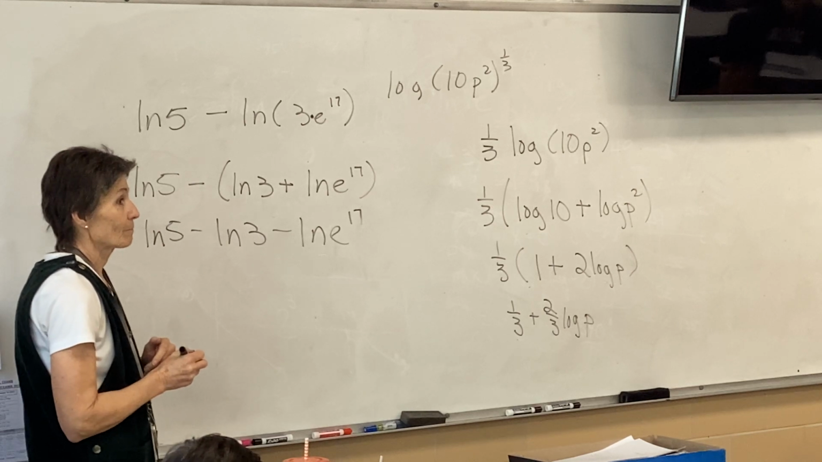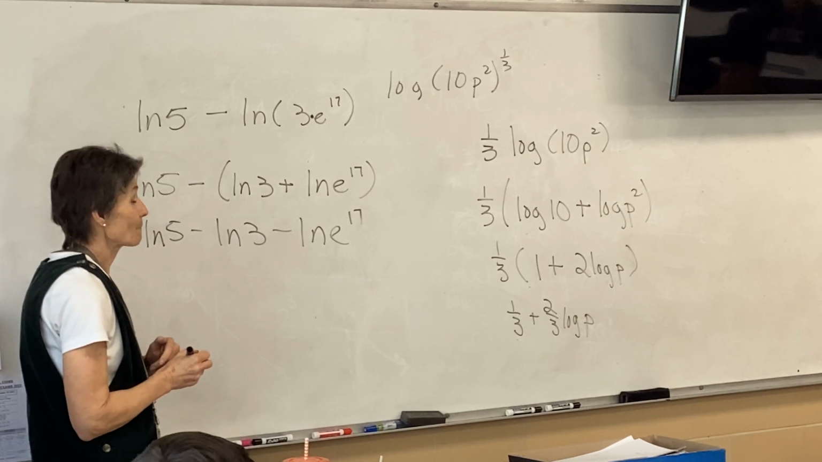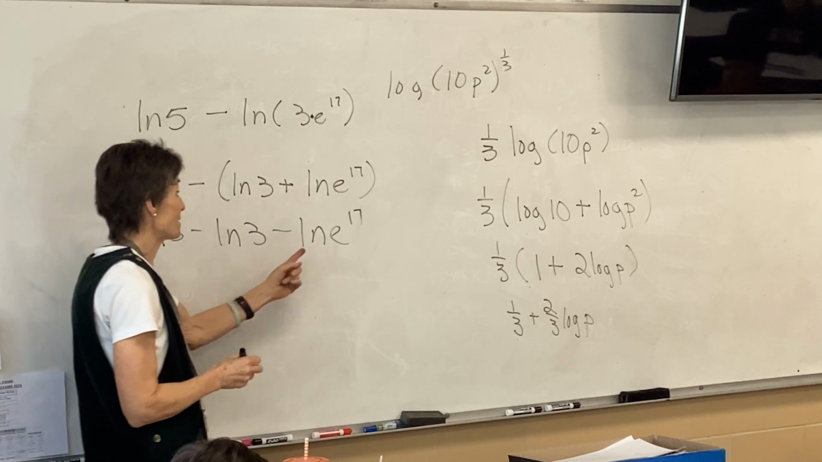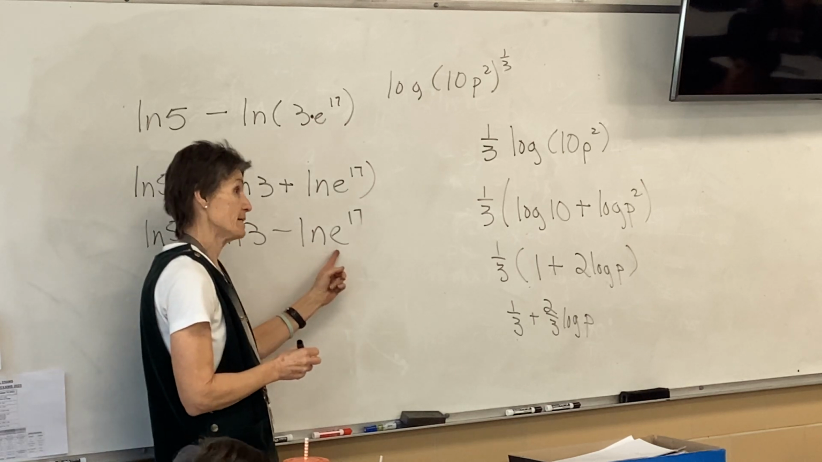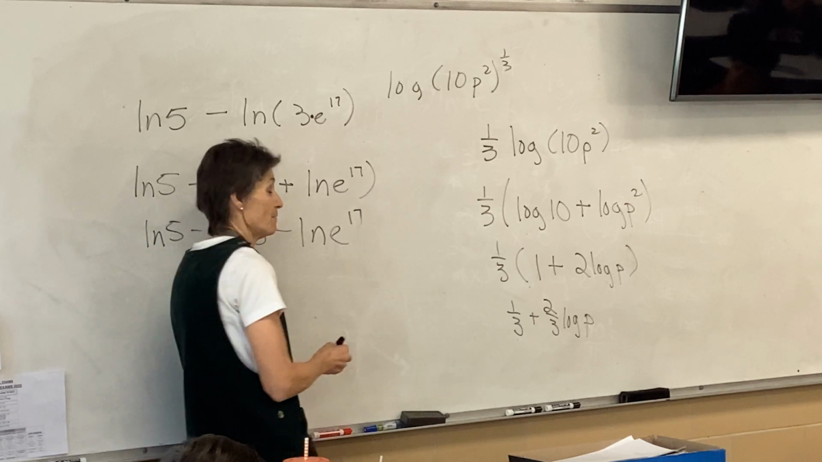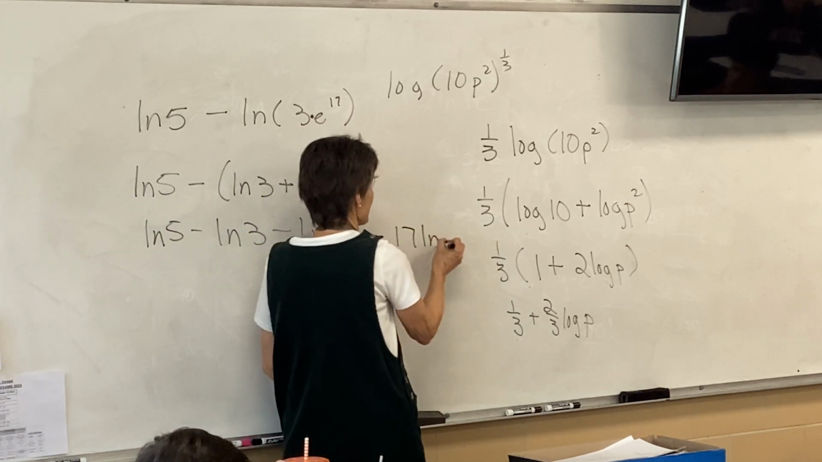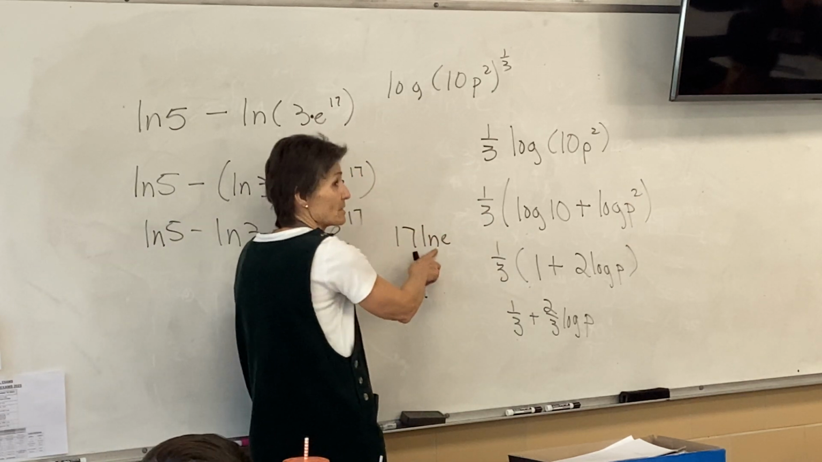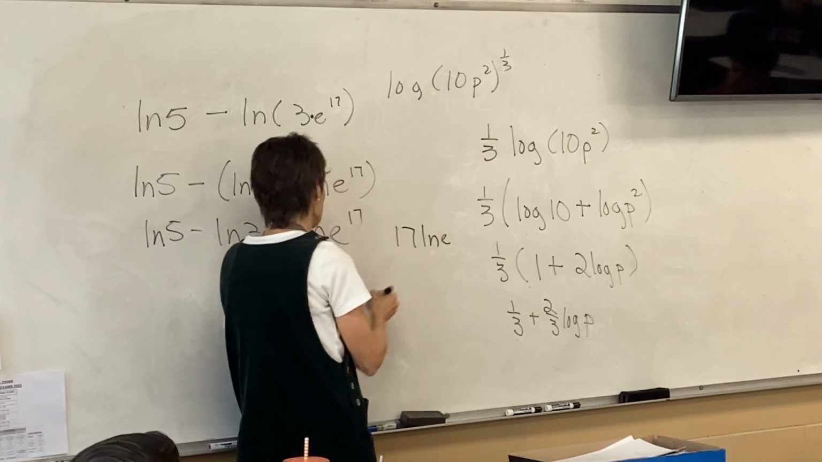Does the 17 just stay on the e, or does it go before? It doesn't really matter because this is an ln. What's ln e to the 17th? 17. If you put it out in front, it's going to be 17 ln e. Well, ln e is 1, so that's going to be 17.